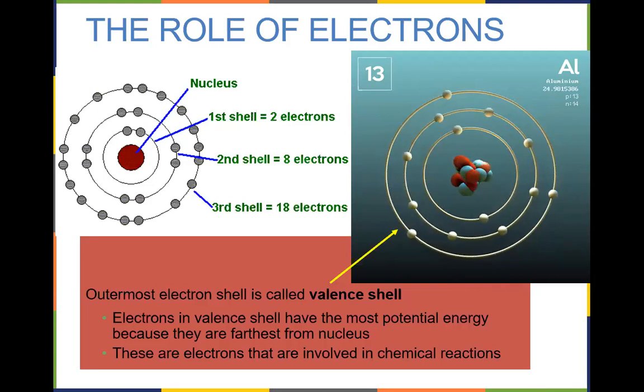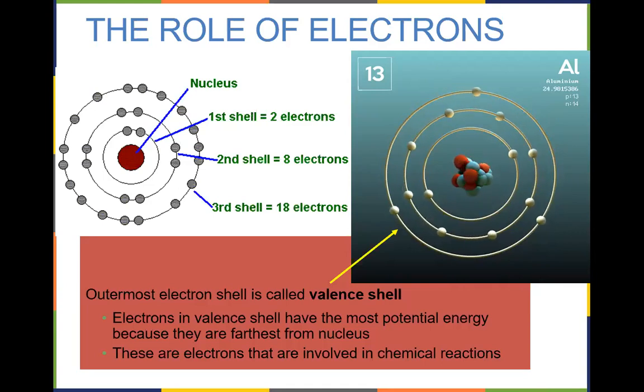We call the outer shell the valence shell. And the valence shell is where all the potential energy is located. The bulk of the potential energy is located in whatever the outer shell is. If it's only the second shell and there's only 1 electron in the second shell, that's still the valence shell. Hydrogen is the only one that has its first and only shell as its valence shell, because hydrogen only has 1 electron in here.